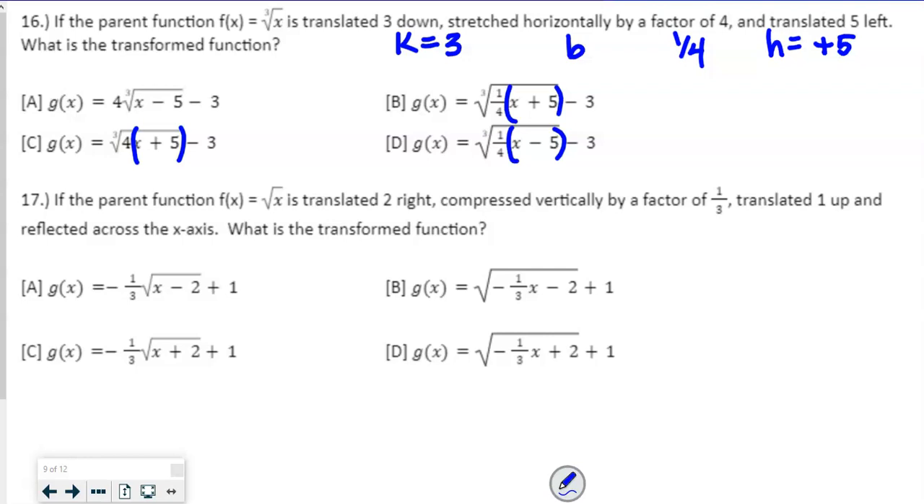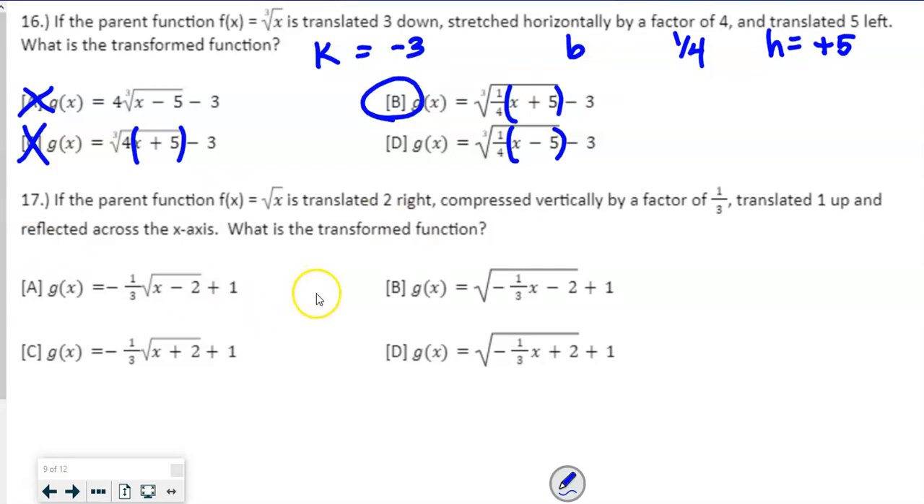We know the 4 can't be out front because that's a vertical stretch, right? And if it's a vertical stretch, then we know it's going to change to 1/4, right? So it can't be C as well. Then we're looking at our K being 3 down. So sorry, I should have put minus in front of that, y'all, because it was 3 down. So this should be minus 3 equals K. So that's true of both of them, right? But then we have a plus 5 as our H, so our answer was B. Okay? All right, now 17.